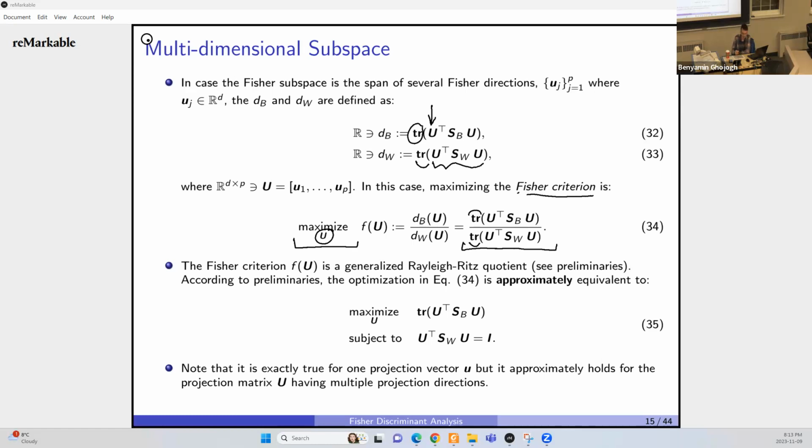What should I do? Maximize the numerator. It's a generalized Rayleigh-Ritz coefficient, right? This is approximately equivalent to this: maximizing the numerator subject to the denominator equals identity. Do you remember? Recall preliminaries. I said to you that when U is a vector, this is exactly equal to that. When it is a matrix, it's approximately equal. I talked about it in the preliminaries.